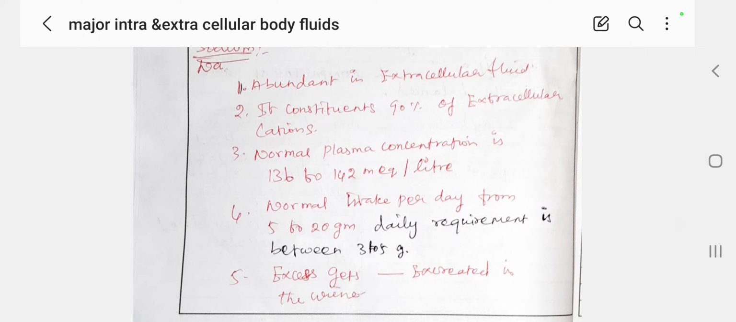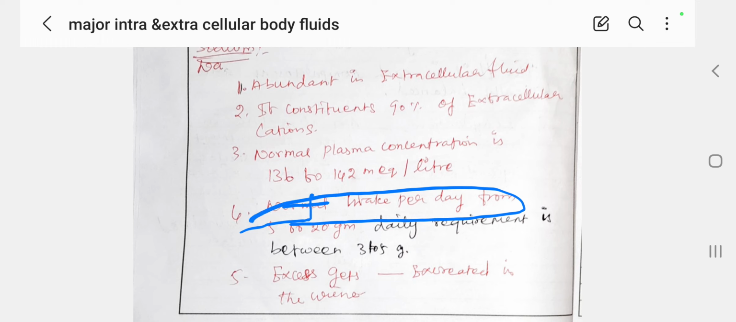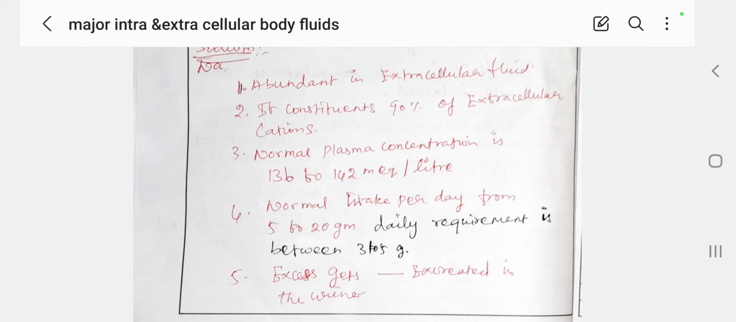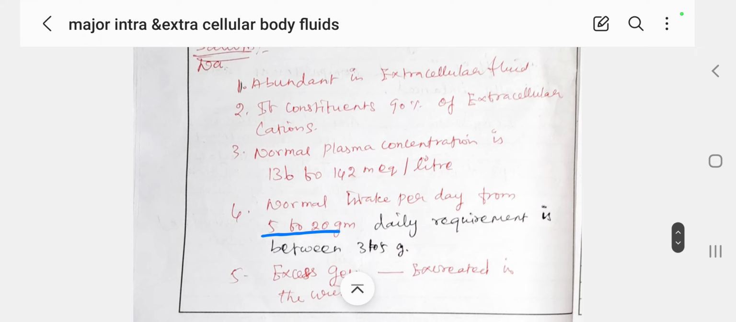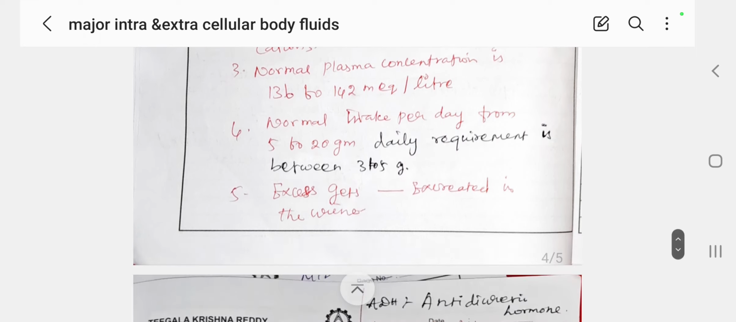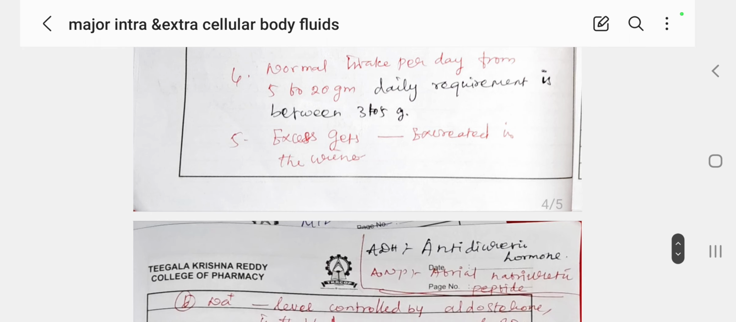136 to 140 milliequivalents per liter. Then normal intake per day differs from the daily requirement. Normal intake per day is 5 to 20 grams, but the daily requirement is between 3 to 5 grams. Net excess gets excreted, so if we take in more sodium than needed, it is excreted in the urine.